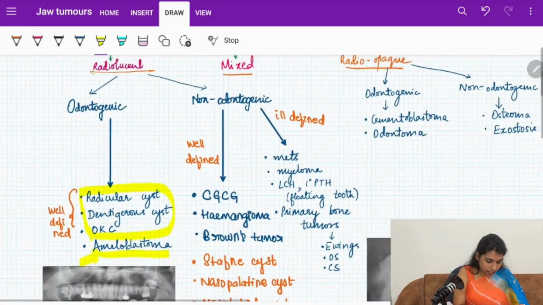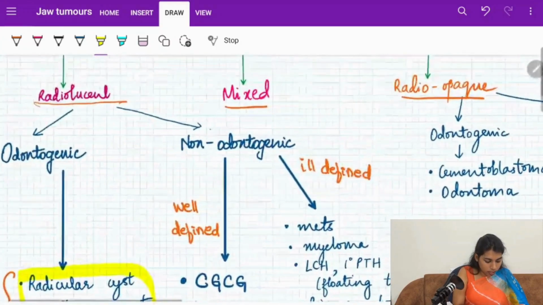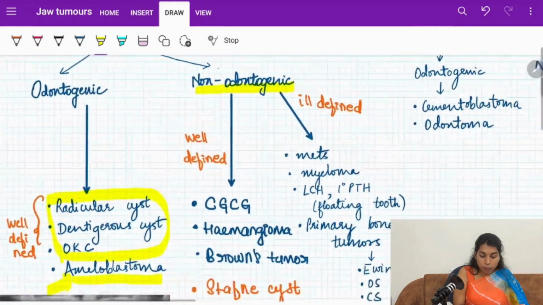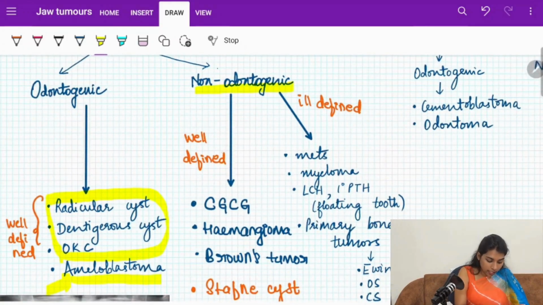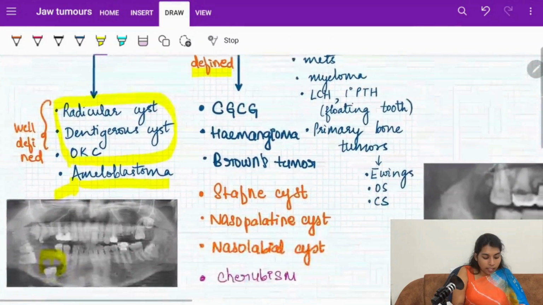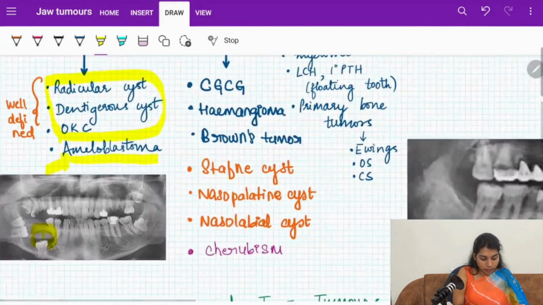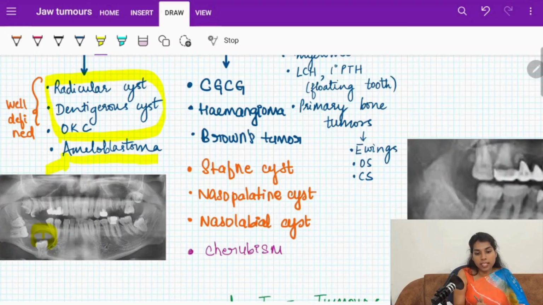Now we'll go to the second set, that is the radiolucent non-odontogenic lesions. The non-odontogenic lesions are further classified into benign and malignant. The benign lesions will have well-defined margins, whereas the malignant will have ill-defined margins. Among the well-defined margins, that is the benign lesions, we have 7 lesions: CGCG, hemangioma, Brown's tumor, Stafne cyst, nasopalatine cyst, nasolabial cyst, and finally cherubism.